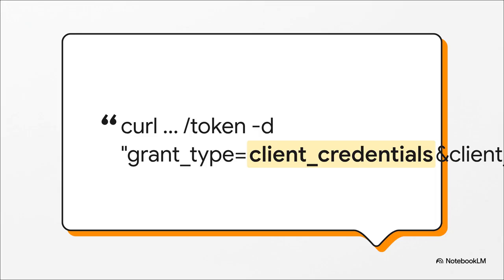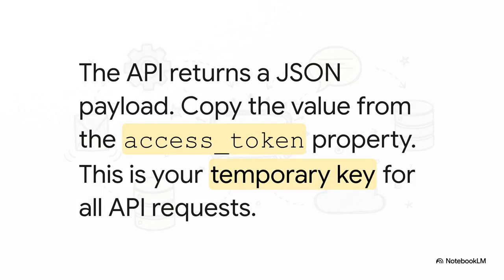All you have to do is substitute your My Domain URL, your consumer key, and your consumer secret right into this template. Run it from your terminal, and you are good to go. If everything was set up right, the API is going to fire back a JSON object, and the prize you're looking for is the value of that access_token property. Copy that big long string, that's your bearer token.